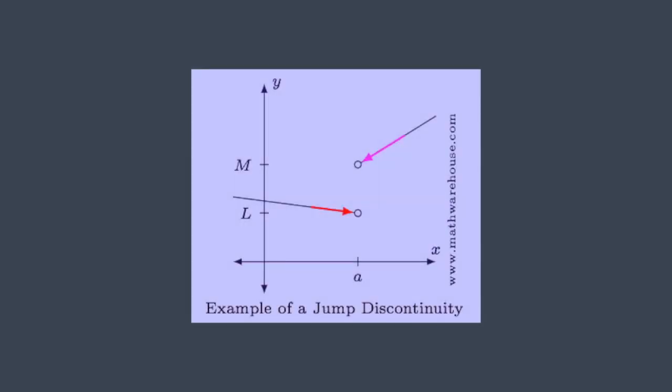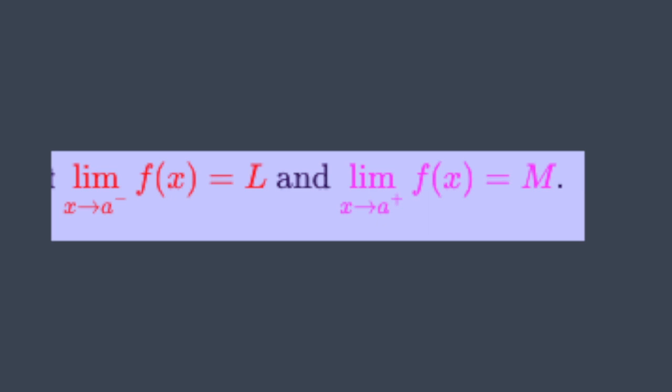Jump discontinuities. Both one-sided limits exist, but have different values. The graph of f(x) below shows a function that is discontinuous at x equals a. In this graph, you can easily see that the limit of f(x) equals L and the limit of f(x) equals M.